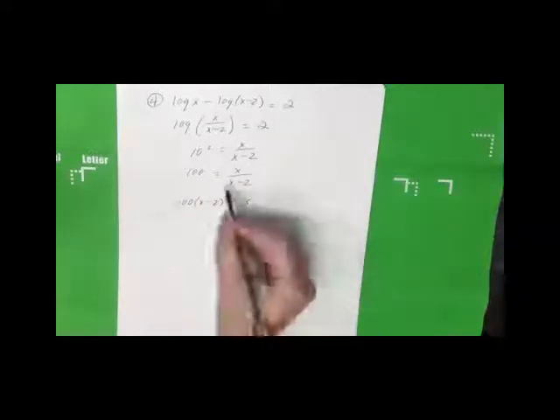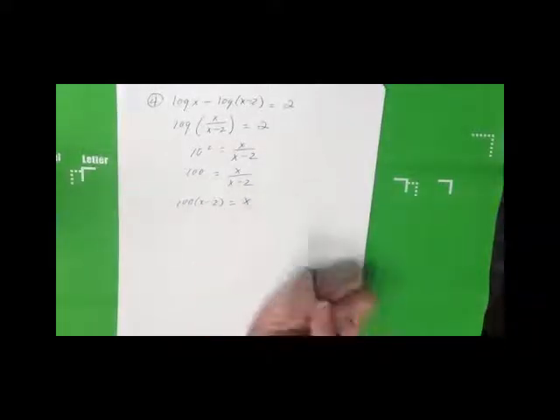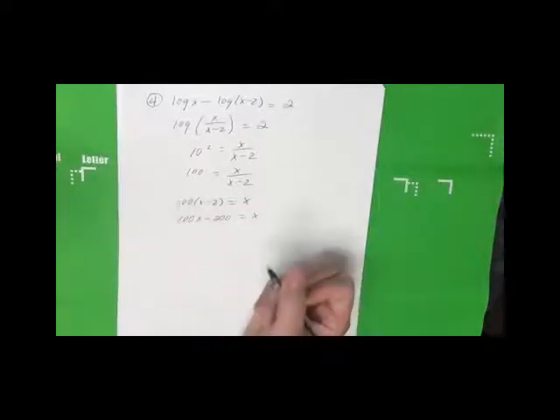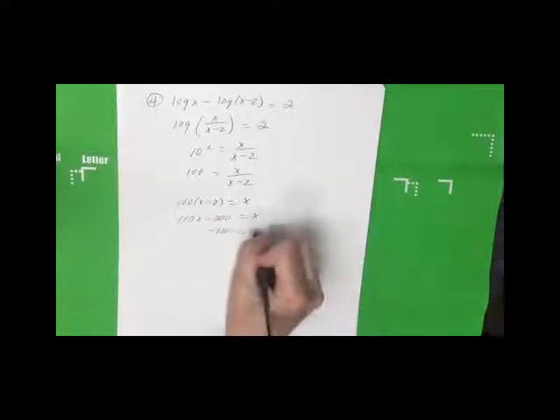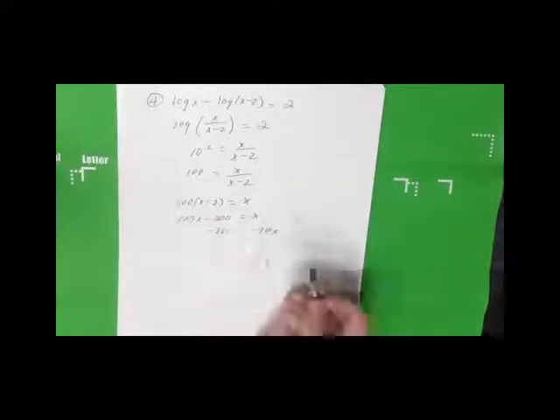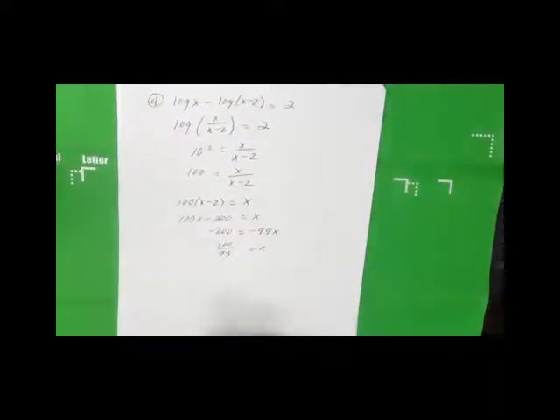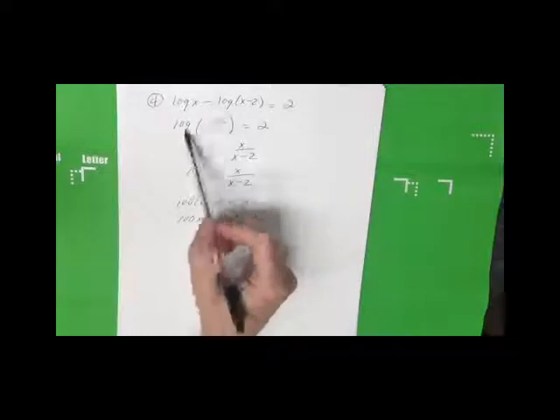Go ahead and multiply through by x minus 2. That is, we multiply both sides through by the denominator. So I got 100 times the quantity x minus 2 is x. So 100x minus 200 is x. So I got negative 200 equals negative 99x, bringing over the 100x, and dividing through by negative 99, x is 200 over 99. So the difference of logs, remember, is a log of a quotient.